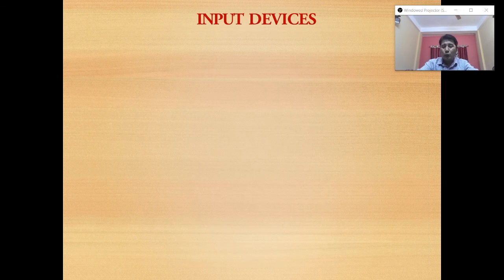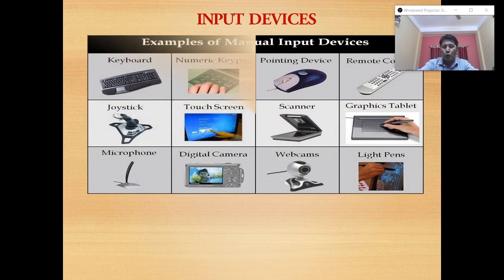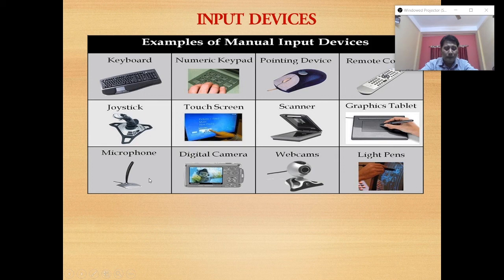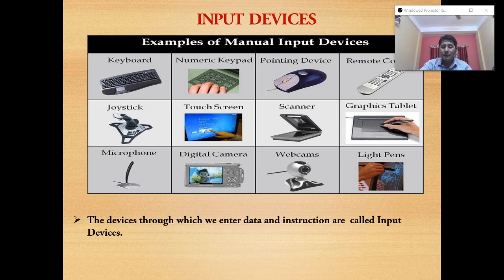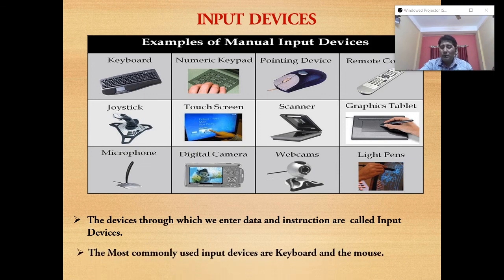Now let us start with the input devices. Here are some of the input devices: keyboard, numeric keypad, pointing devices, remote control, joysticks, touch screen, scanner, graphic tablets, microphone, digital camera, webcam, light pens. These are some examples of input devices. As you all know, the devices through which we enter data and instructions for processing are called input devices, and the most commonly used input devices are keyboard and mouse.